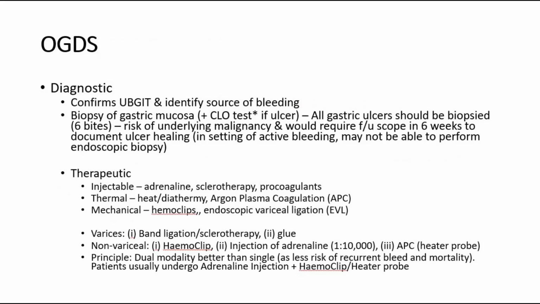OGDS is a diagnostic and therapeutic modality. It is diagnostic to confirm UGIB and identify source of bleeding. Biopsy of gastric mucosa with CLO test can be done if there is ulcer. All gastric ulcers should be biopsied with 6 bites. It can also be therapeutic with injectables like adrenaline, sclerotherapy, and procoagulants. Thermal like heat diathermy, or argon plasma coagulation, and mechanical like hemoclips, and endoscopic variceal ligation.